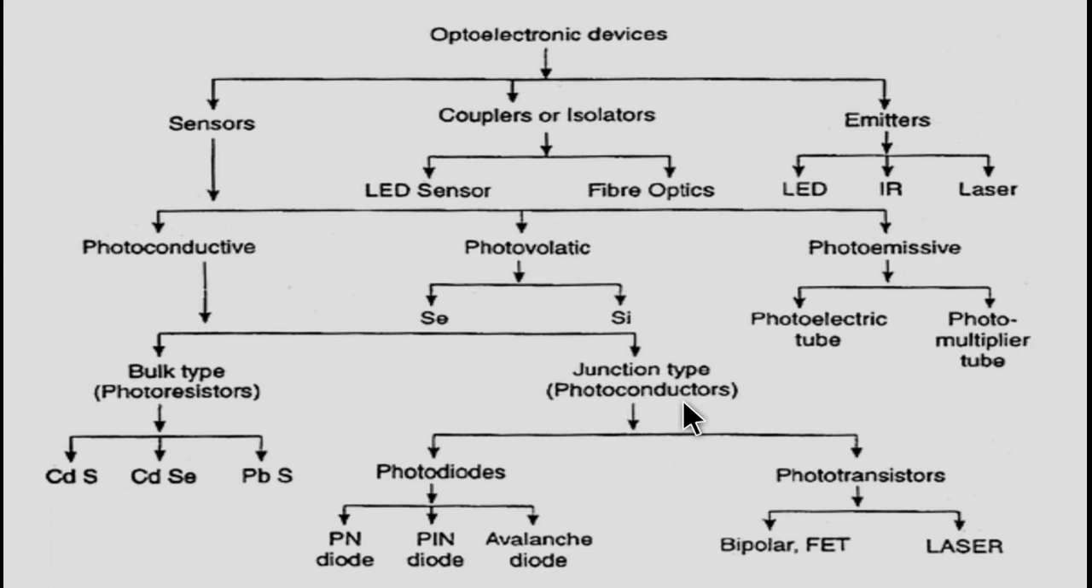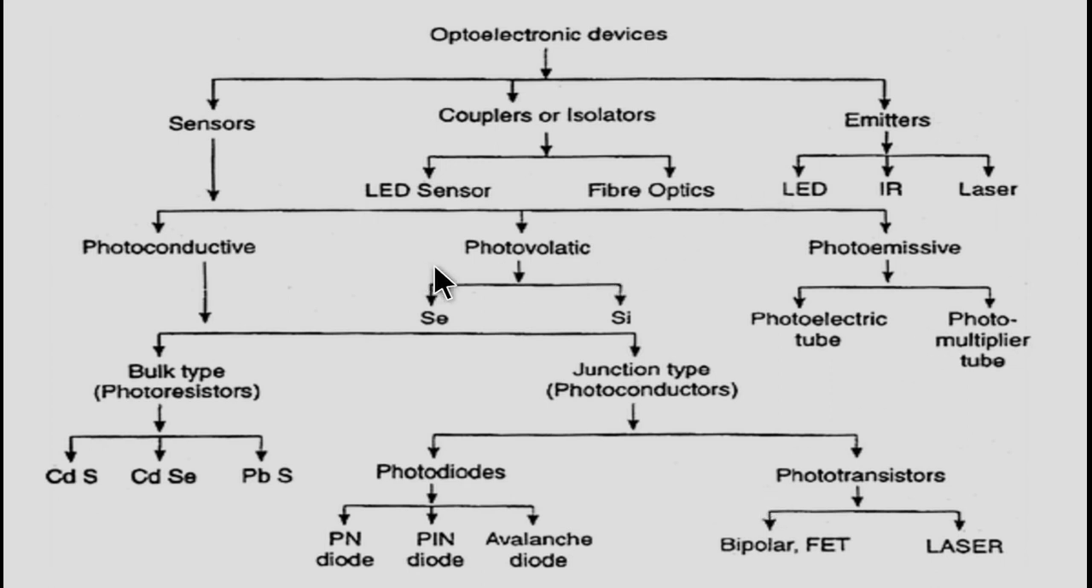You call it the photoconductor, which comes under photoconductive devices. Here we have photodiodes, that is the PN junction with one junction, PIN, or APD, the avalanche photodiode. Another is the two-junction device, which you call the phototransistor. Examples are bipolar and FET.